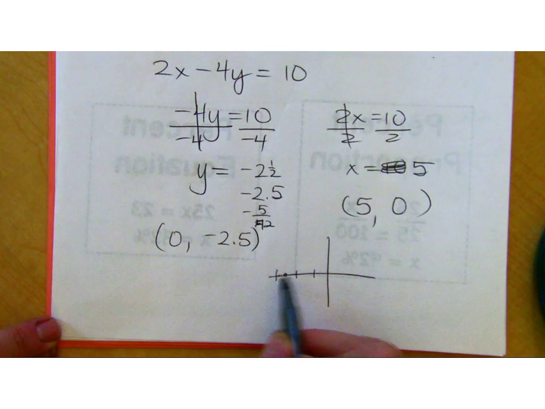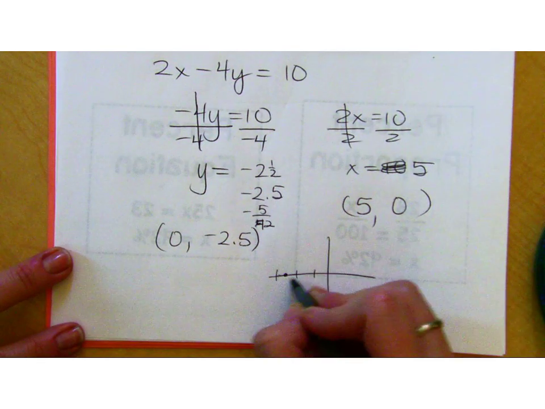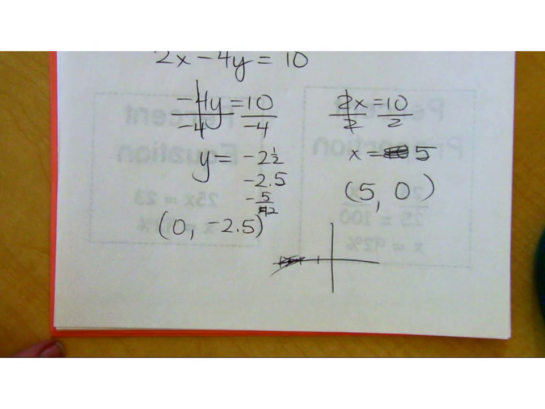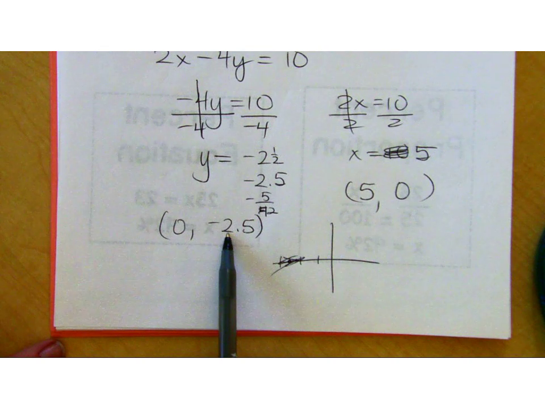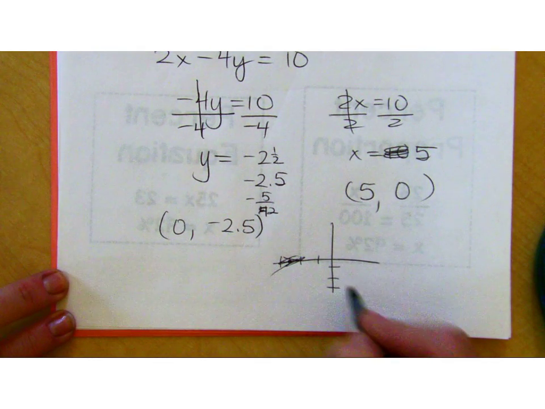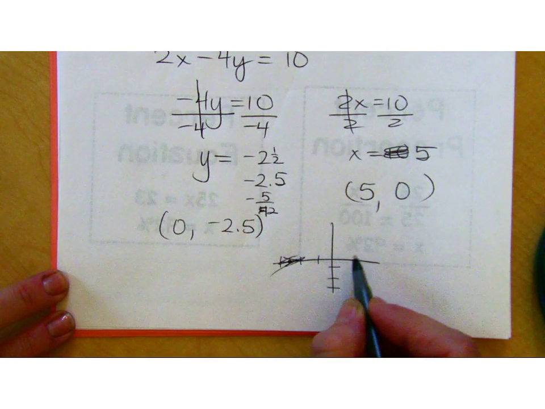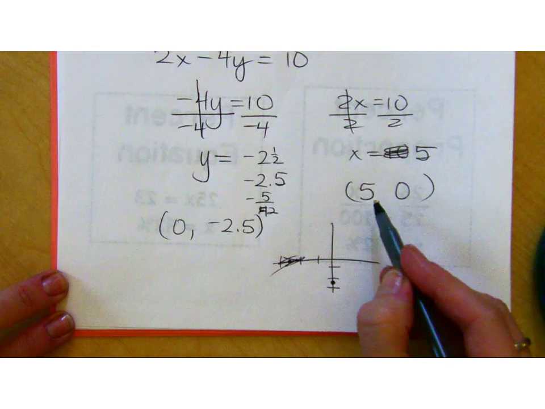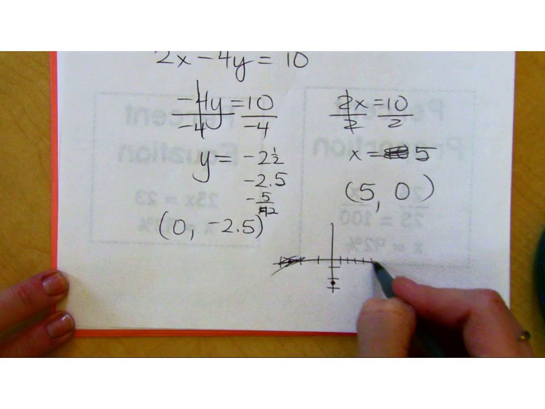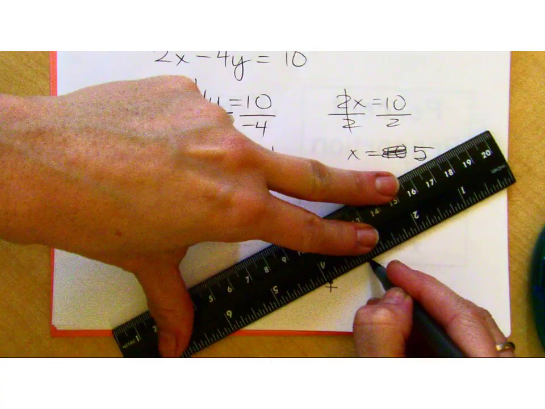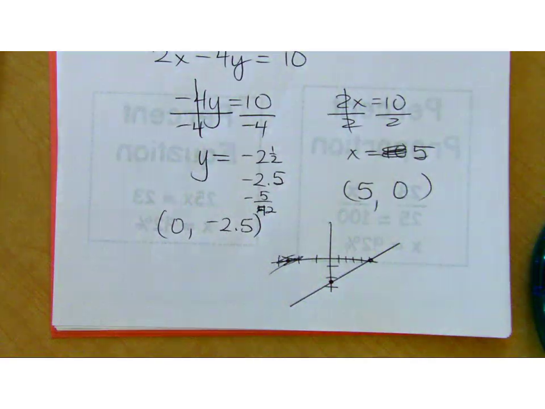Guess what? I'm talking too much, and that does not belong there. Where does that belong? This is my y-intercept. I did that too. Yes, you guys did too. So I don't move left or right. It's the troubles of talking and writing at the same time. And this is 5, 0. I have my 2 points. I connect them, and I just graphed the equation 2x minus 4y equals 10. And that's it, graphed with intercepts.